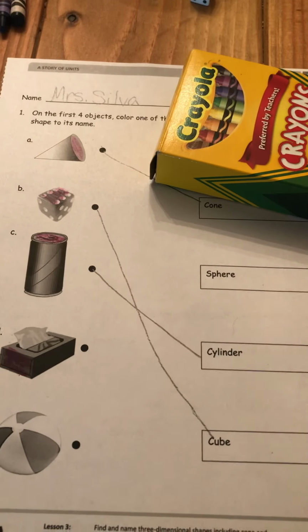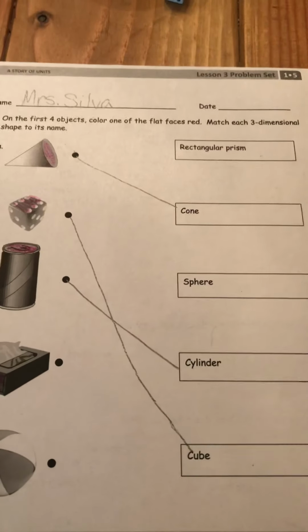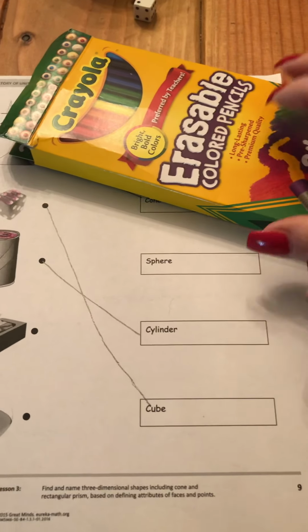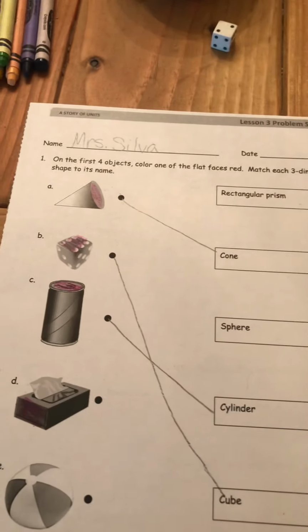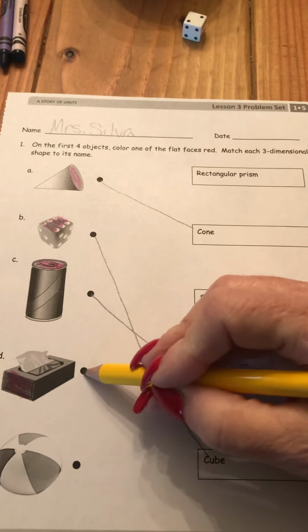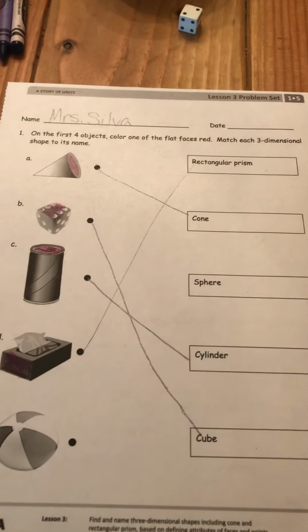Also my crayon box, my box for my colored pencils. A book would be a rectangular prism. So I'm going to draw it up to there.